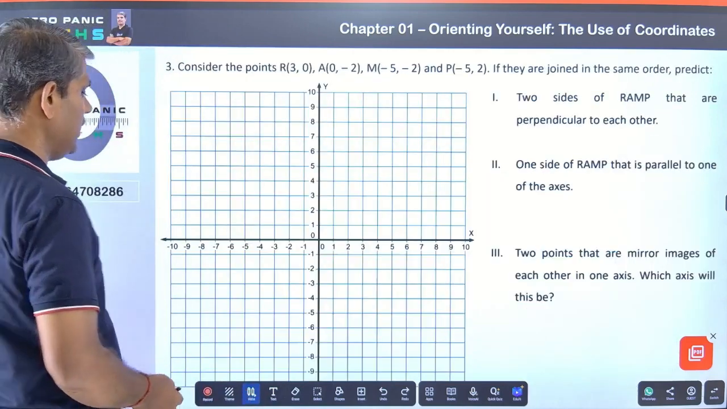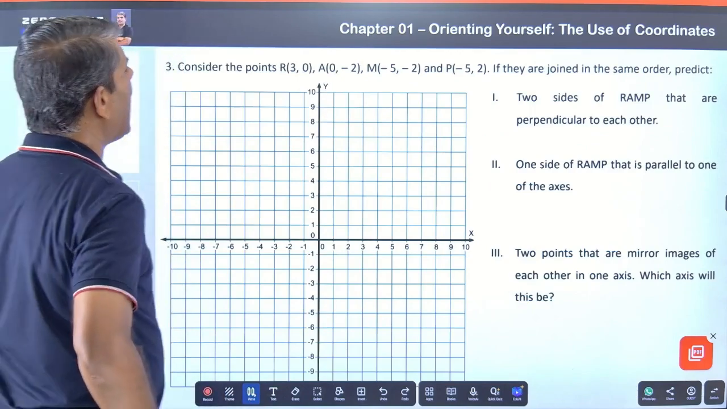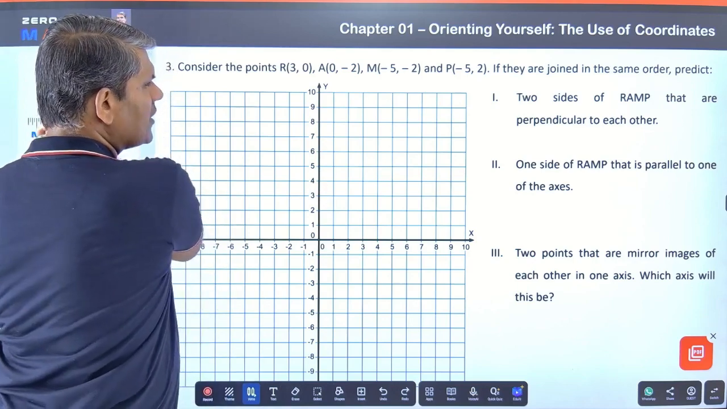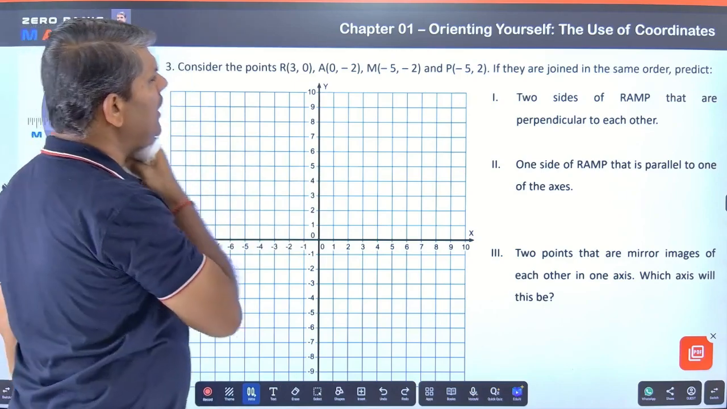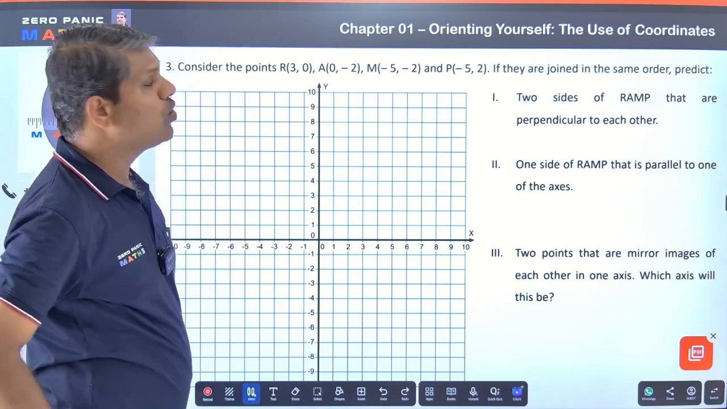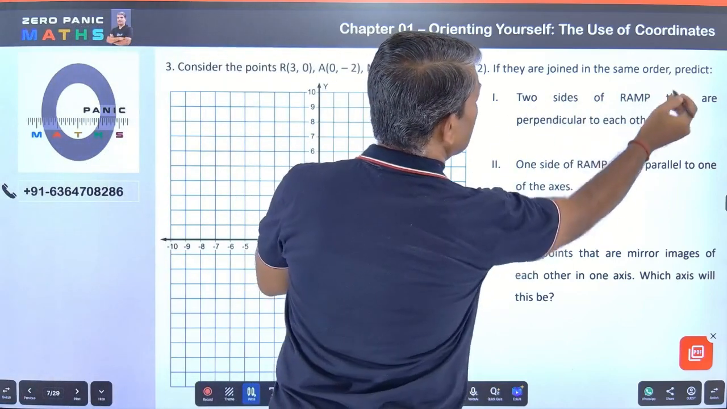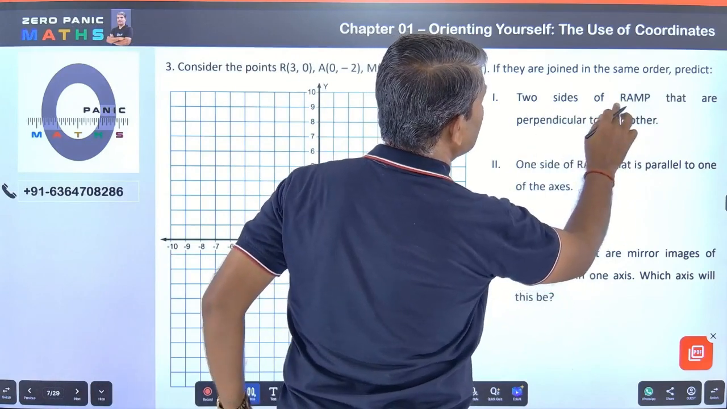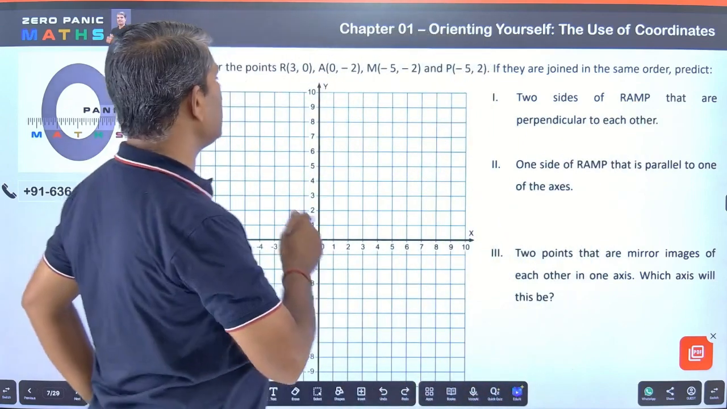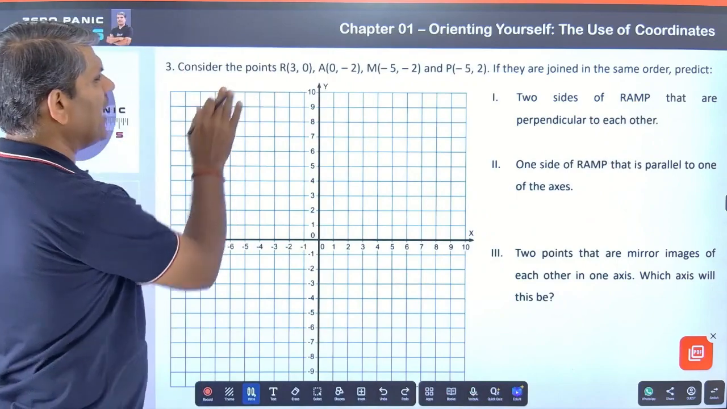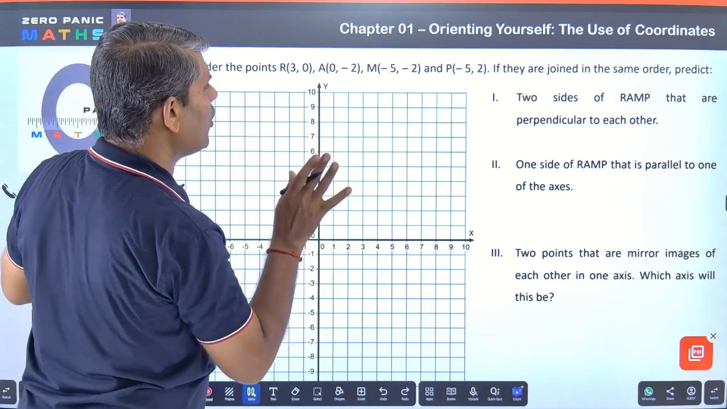Now let us see what is asked. Consider the points R(3, 0), A(0, -2), M(5, -2), and P(-5, 2). There are four points given. If they are joined in the same order, predict the two sides of RAMP that are perpendicular to each other. Let us first point out those points and join them to create a geometric figure.